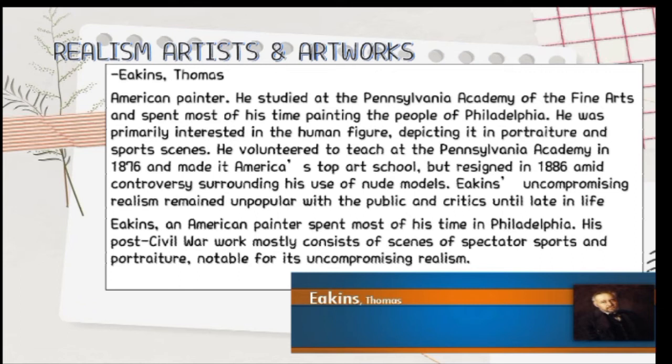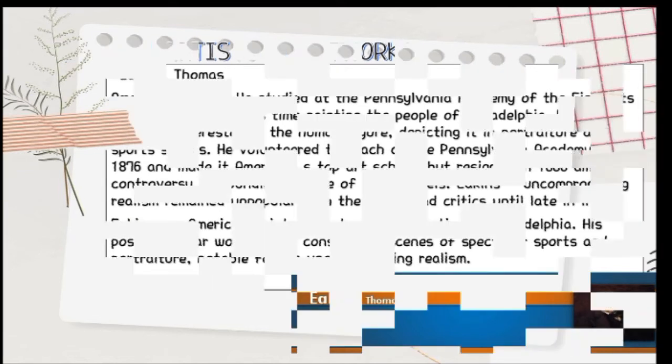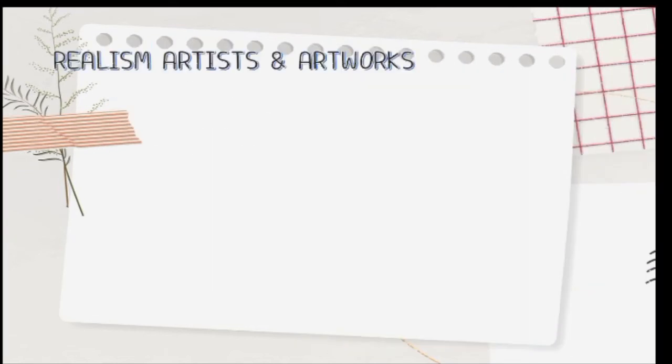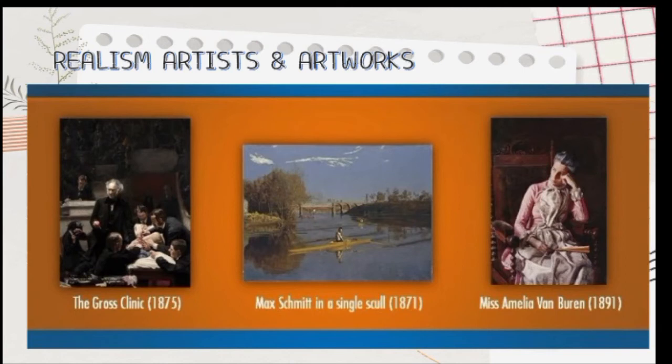Eakins, an American painter, spent most of his time in Philadelphia. His post-Civil War work mostly consists of scenes of spectator sports and portraiture, notable for its uncompromising realism. These are some examples of Thomas Eakins' artworks. The Gross Clinic, 1875; Max Schmitt in a Single Scull, 1871; Miss Amelia Van Buren, 1891.